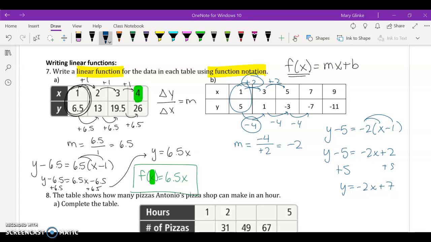And then the last thing is to put this into function notation. We're going to use f of x instead of y. So f of x equals -2x plus 7.